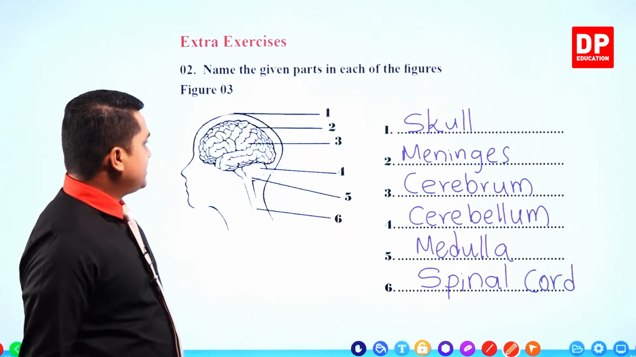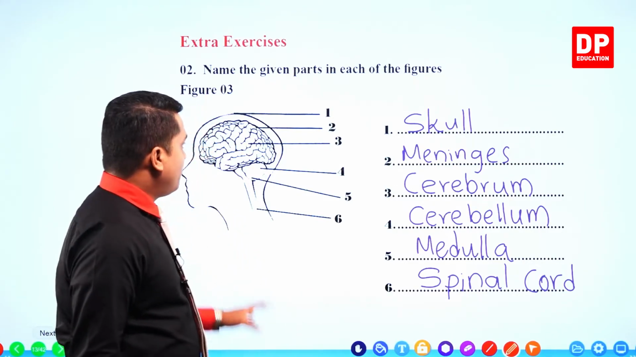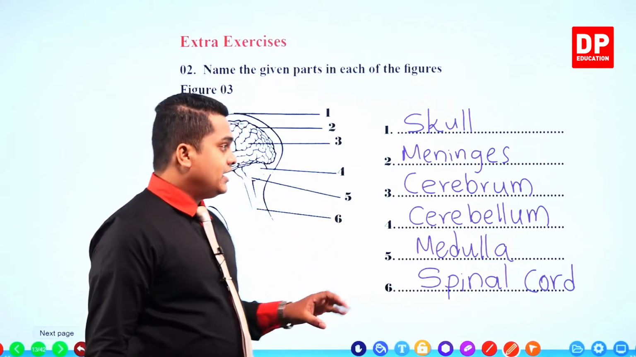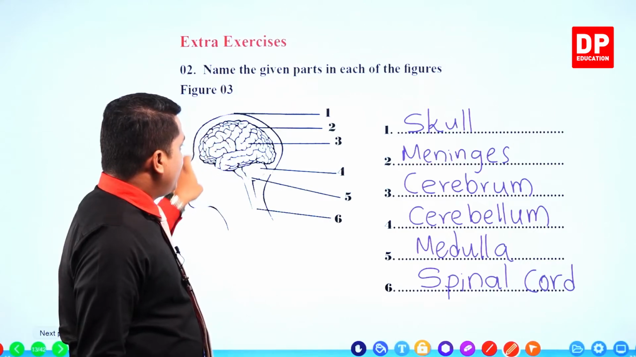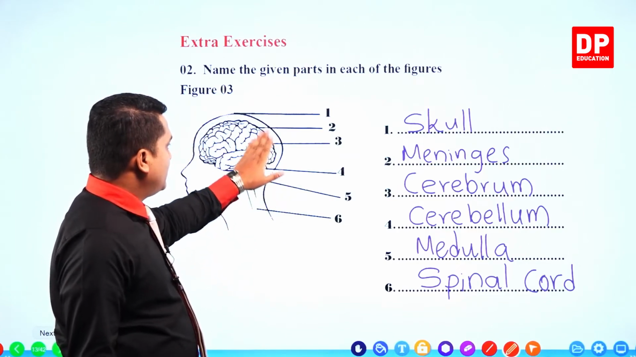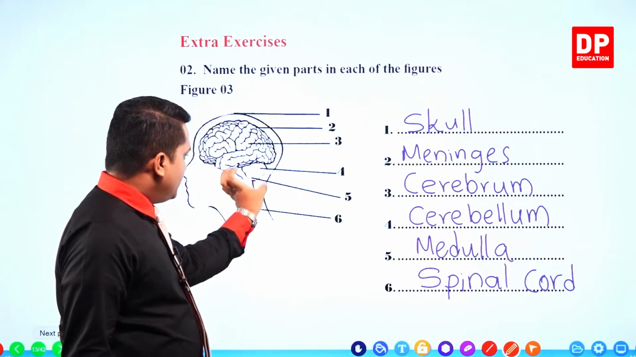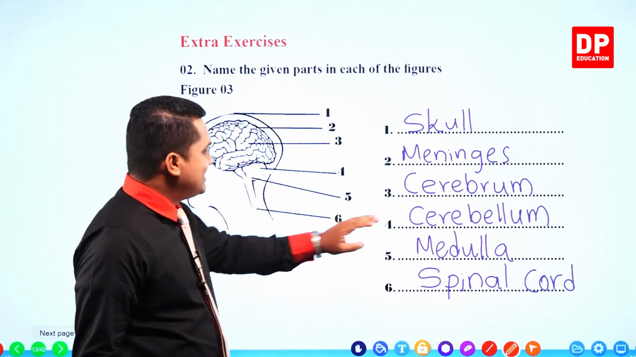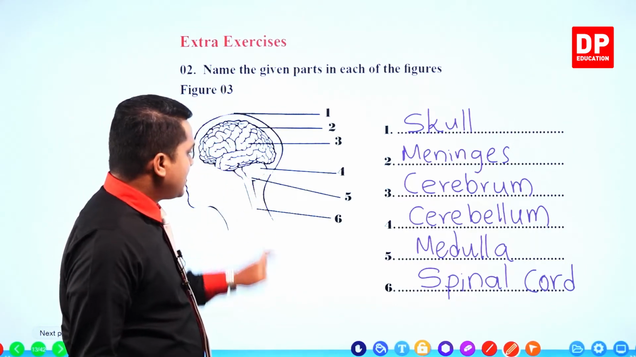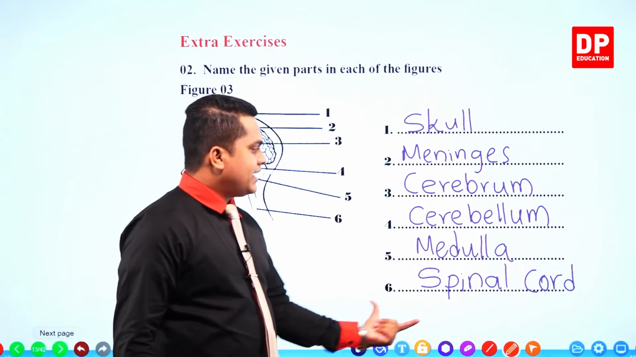Figure number 3, once again you are given several parts related to the brain. Number 1, the skull, provides the protection needed for the brain. The outermost layer of the brain is covered with the meningeal tissues. Then you can observe the largest part of the brain, the cerebrum. Then you can observe the smaller part, this one, the cerebellum. Number 5, the starting position of the spinal cord, medulla. Then finally you can observe the spinal cord.